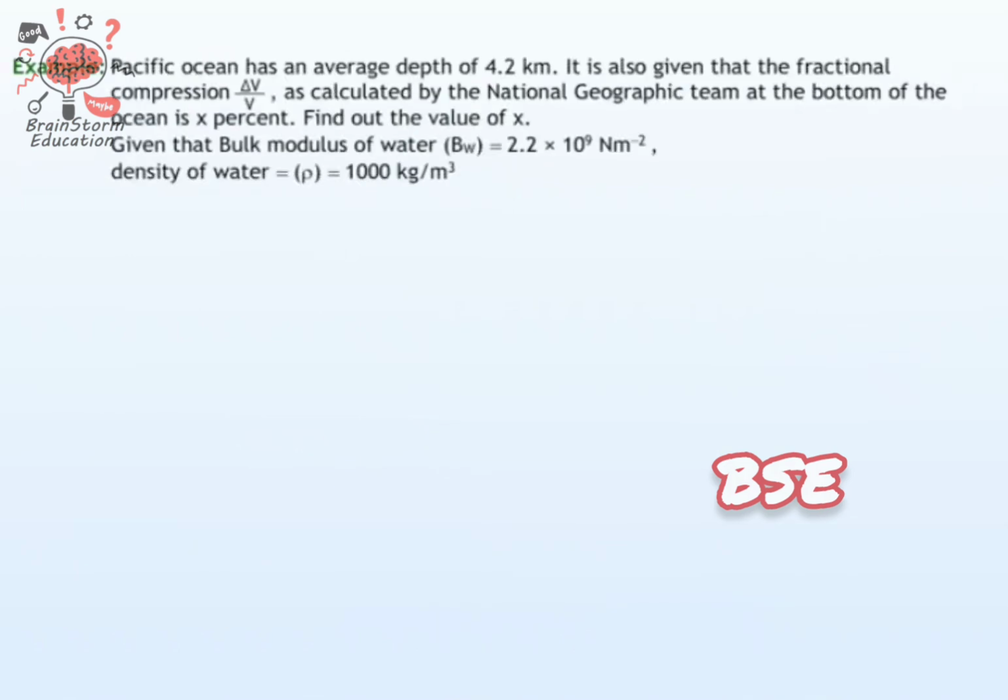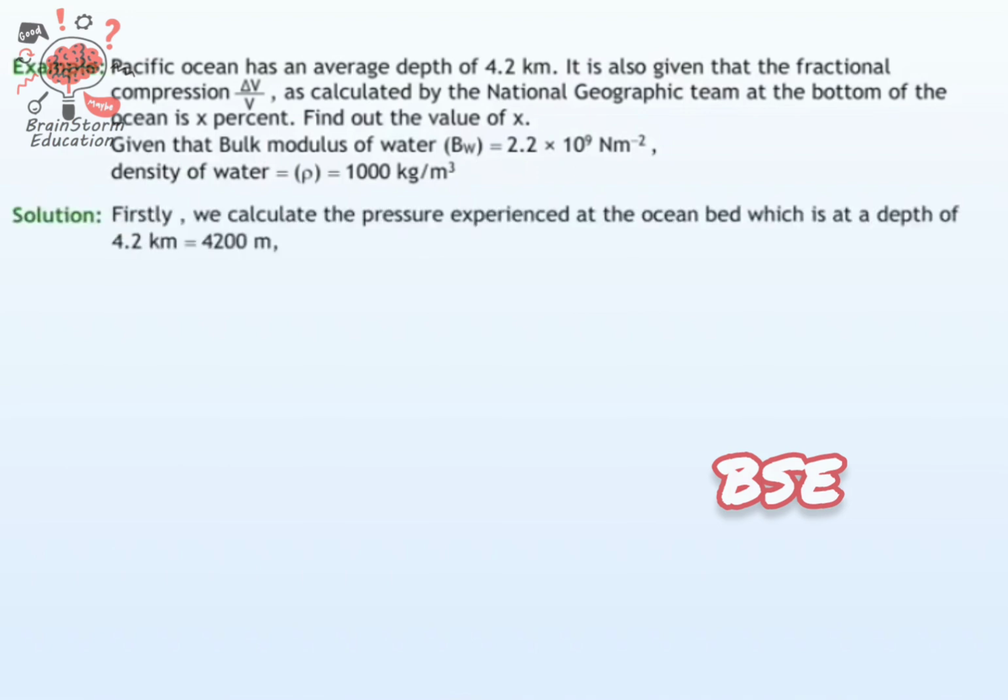Example 9.5. The Pacific Ocean has an average depth of 4.2 kilometers. It is also given that the fractional compression delta V by V, as calculated by the National Geographic team at the bottom of the ocean, is X%. Find out the value of X. Given that bulk modulus of water BW equals 2.2 into 10 raised to 9 newtons per meter square, density of water rho equals 1000 kilograms per meter cube.